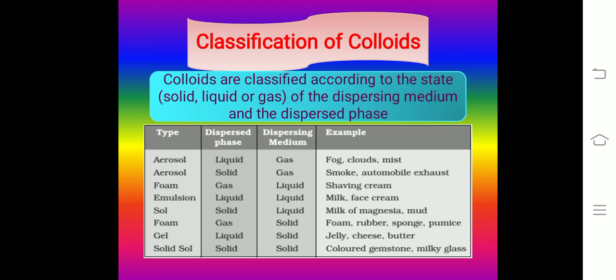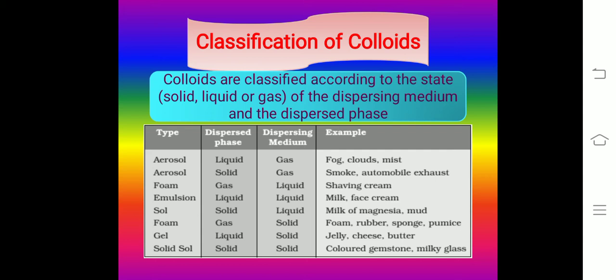Aerosol is a colloid in which liquid is dispersed in gas, for example, fog, clouds, mist, etc. A second type of aerosol is one in which solid is dispersed in gas, for example, smoke, automobile exhaust, etc.